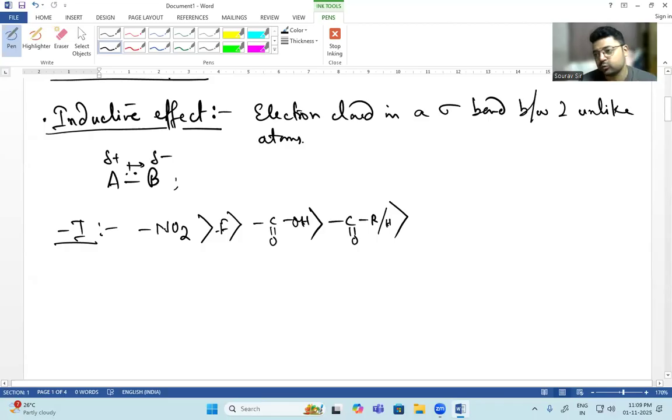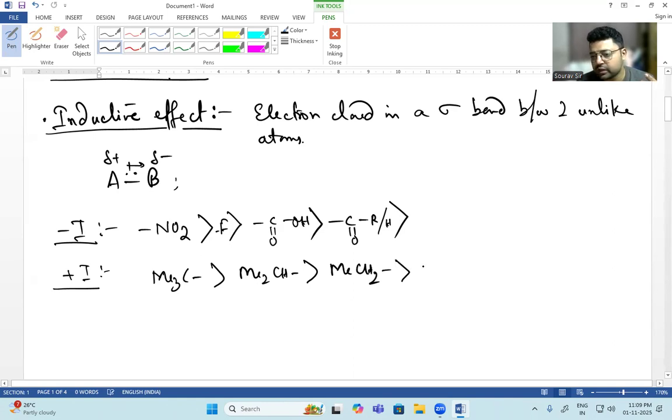nature than NO2. And the plus I effect groups are mainly those we call alkyl groups like Me3C, Me2CH, like this it will go, MeCH2, that means an ethyl group, and then it will come to the methyl group. Likewise, it will go. Now, these are the things.